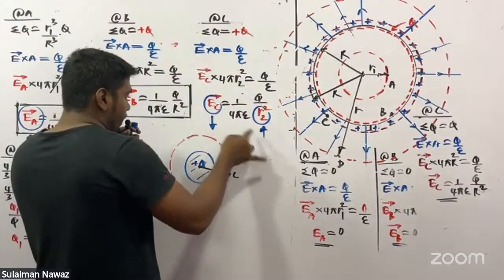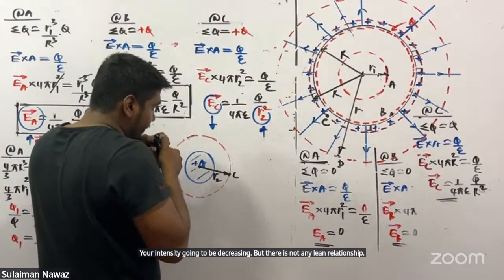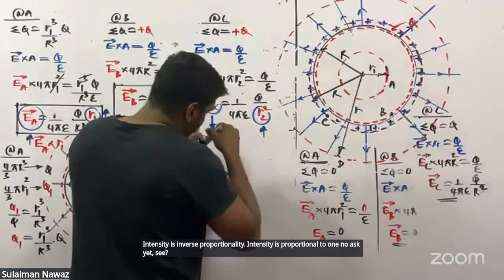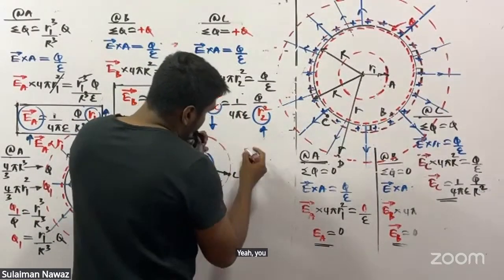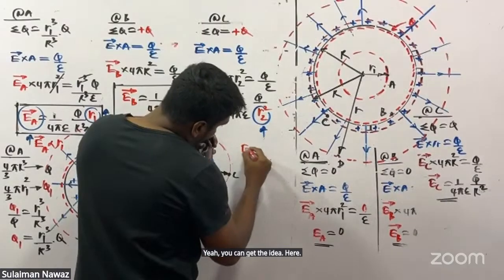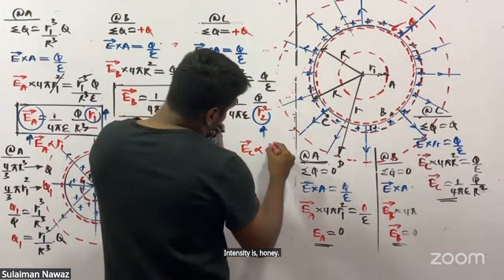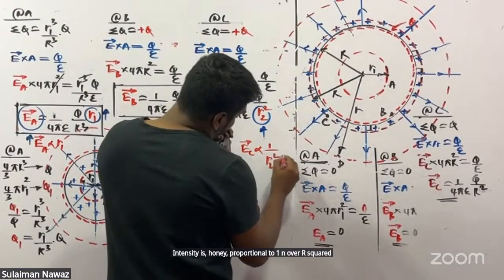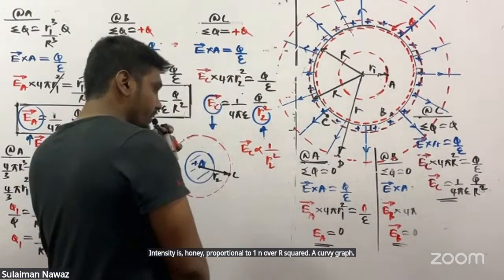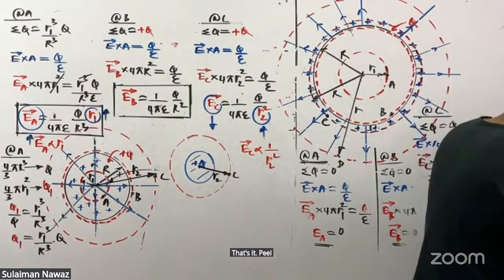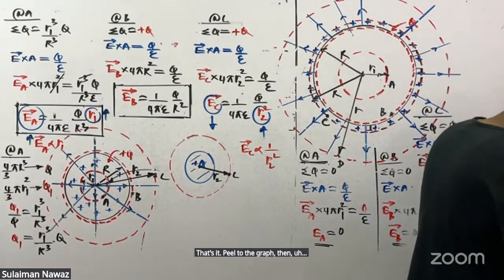But there is no linear relationship. Intensity is proportional to 1 over R square. See, here you can get the idea. Here, in a curvy graph, intensity is proportional to 1 over R square. A curvy graph. That's it. We'll do the graph, and then we'll finish for now.